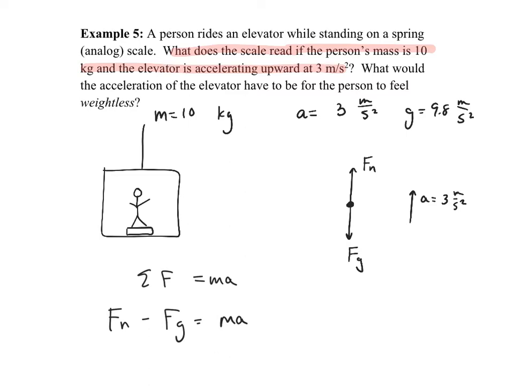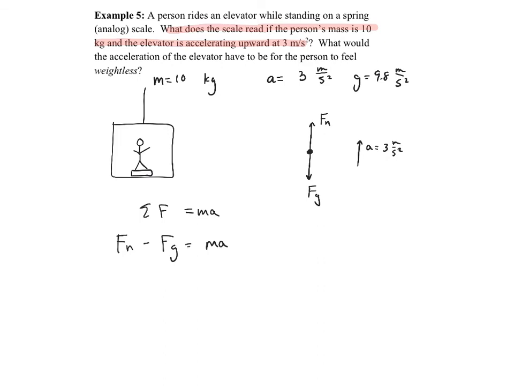I said you should probably finish this on your own, but just so you see the answer itself. So we've got Fn minus mg equals ma. And again, right away, whenever I see Fg as the weight of an object, I replace it with mg in my formula. It's mass times gravity. So Fn, again, is the scale reading. So the scale reading is going to be ma plus mg.